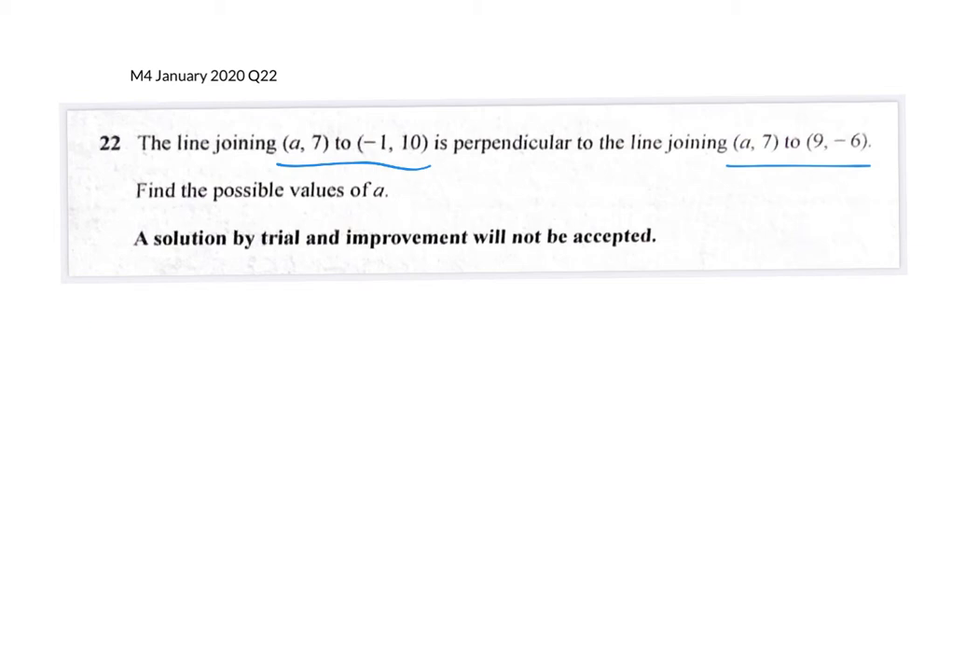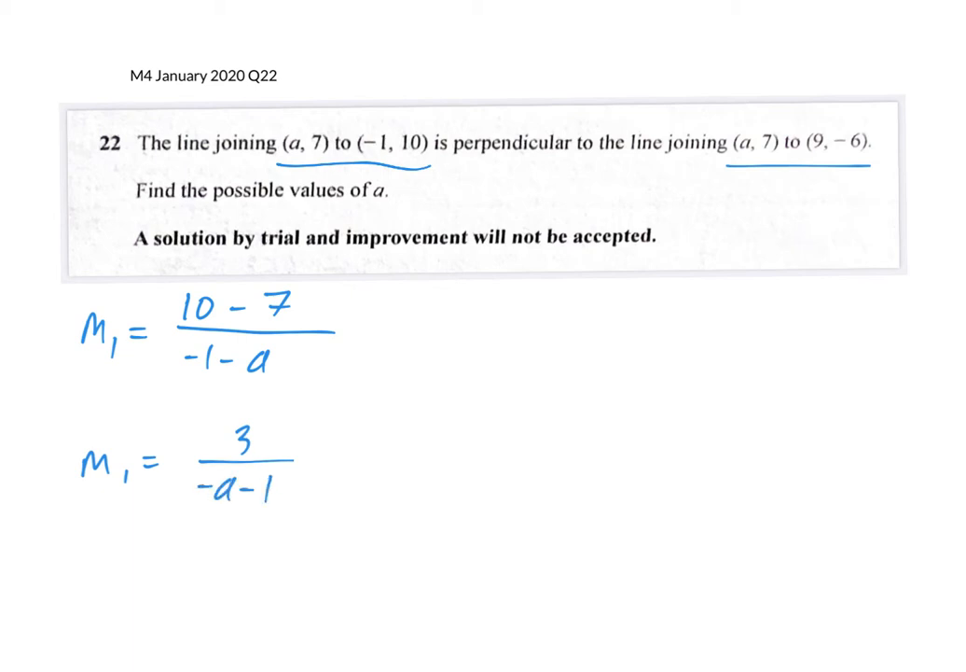So the first one, I'm going to call it M1. The first gradient is, and remember your gradient is your y difference, so I'm going to say 10 minus 7 over your x difference, which is going to be minus 1 minus a. And then I'll tidy it up and make it a wee bit easier. That's going to be 3 over, I'll write that as minus a minus 1.